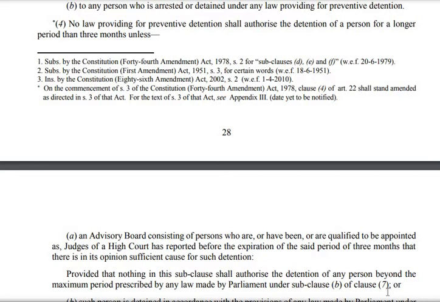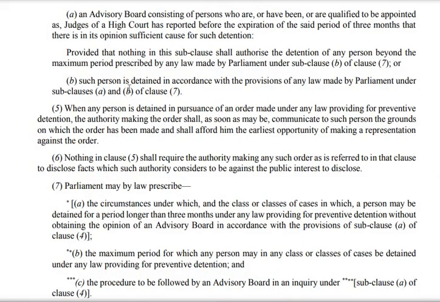So even with the advisory board's permission, you cannot keep him in custody beyond that. Then clause B, such person is detained in accordance with the provisions of any law made by Parliament under subclause A and B of clause 7. So that we see in clause 7. Now let's see the 5th clause. It is a very important clause.